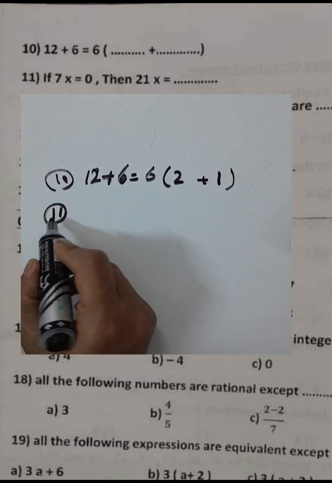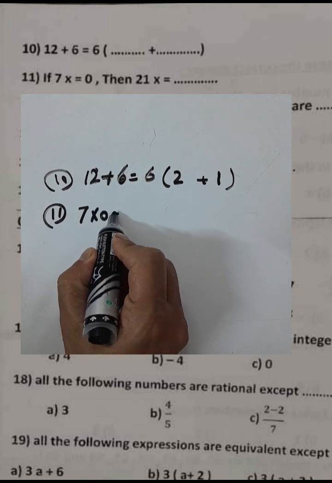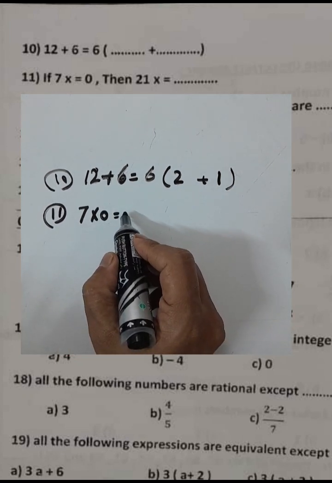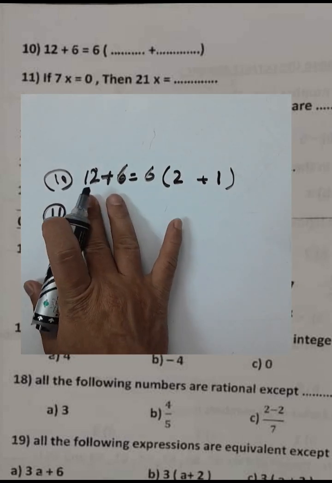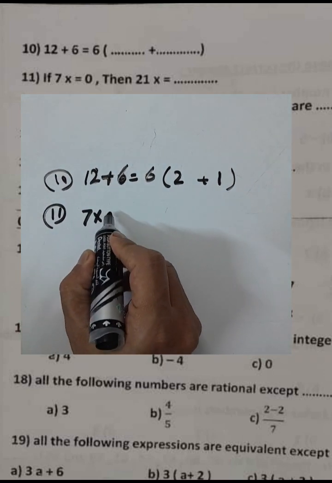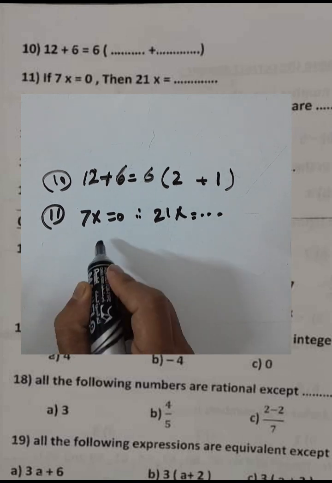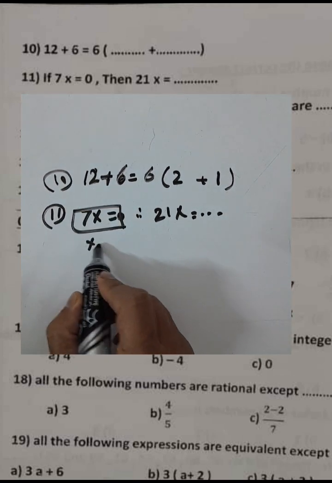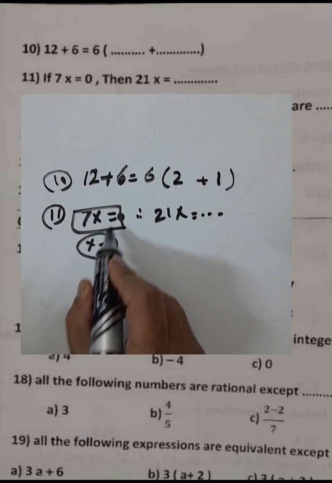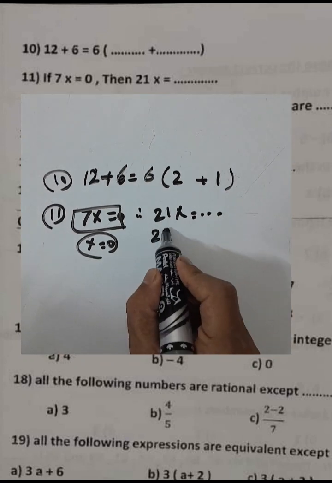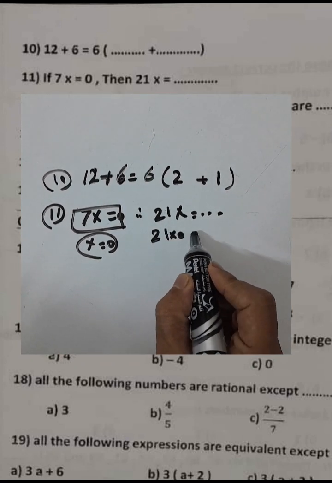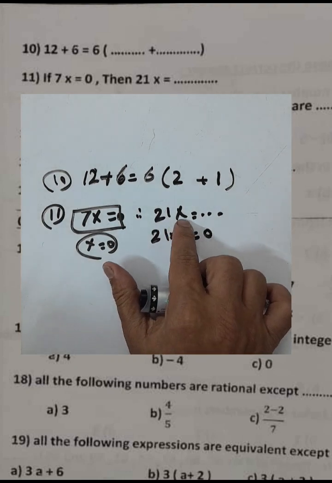Question 11. If 7 product by x equals 0, then 21x equals space. 7x equals 0 means x equals 0, because 7 times 0 equals 0. Then 21 product by x will be 0, because 21 times 0 will be 0.